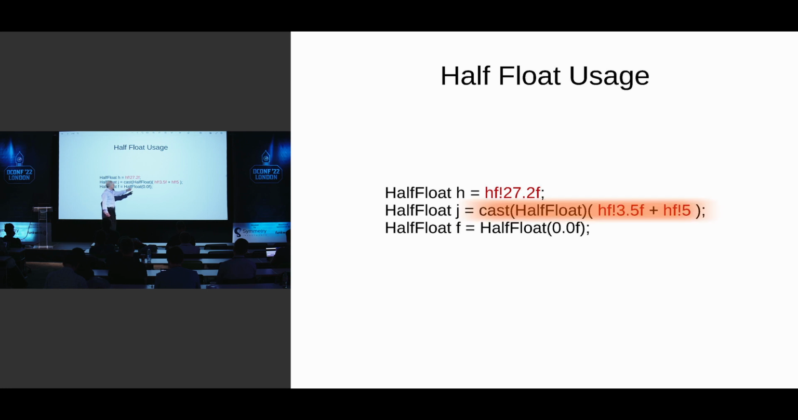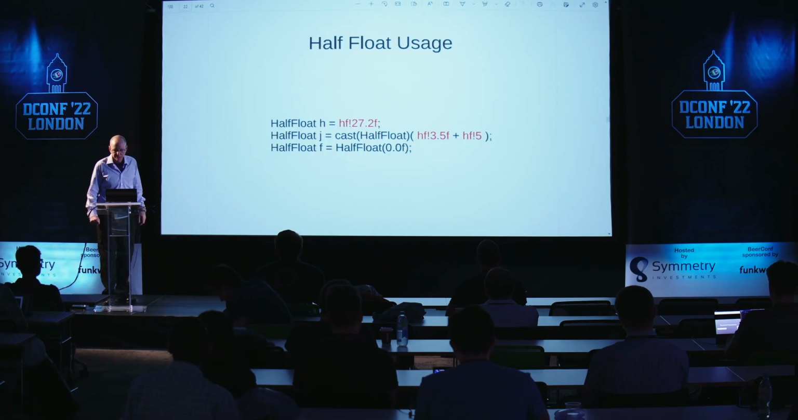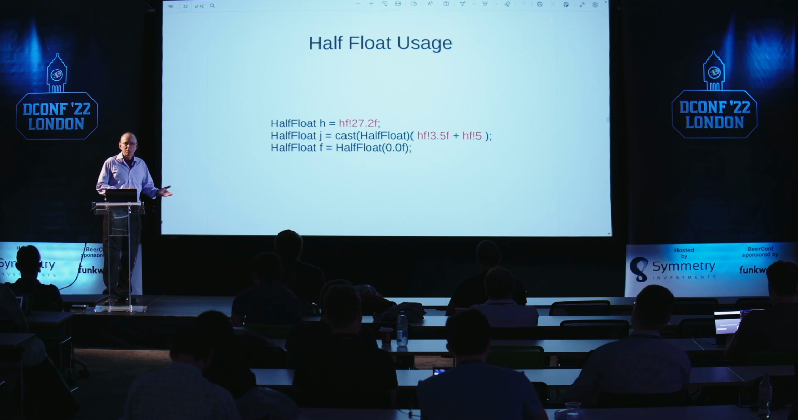And if you do math on two half floats, it actually produces a full-size float. So if you want to get it back to a half float, you have to do a cast. And you can also cast another floating point constant to a half float. So it's not quite a built-in type in that the implicit conversions you're going to have to do yourself.